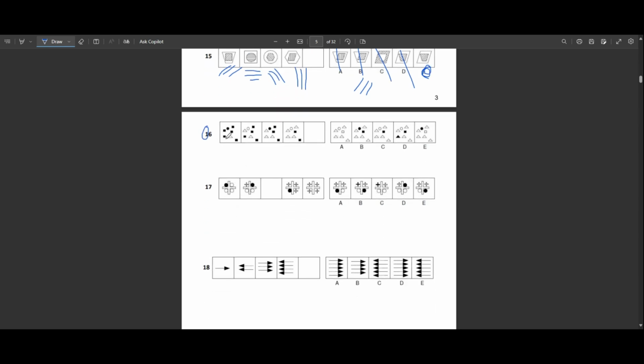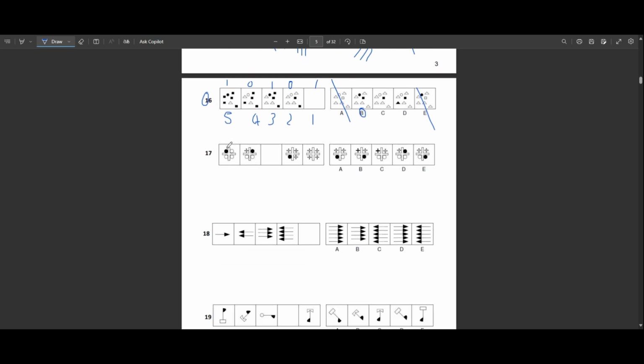Question 16. There is 5 black squares, then there's 4 black squares, then there's 3, then there's 2, and there should be 1. Now the number of black circles, 1 black circle, then there's 0, then there's 1, then there's 0. There should be 1. Okay, it's going to be option B.